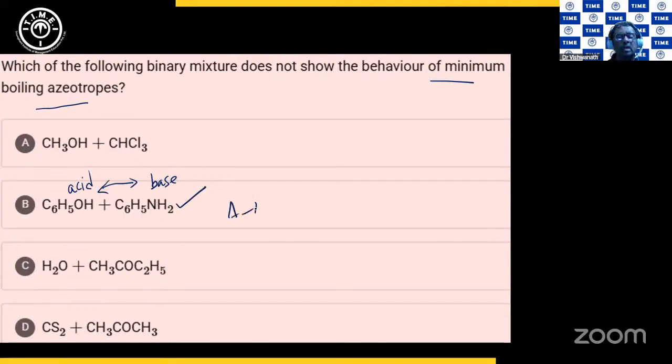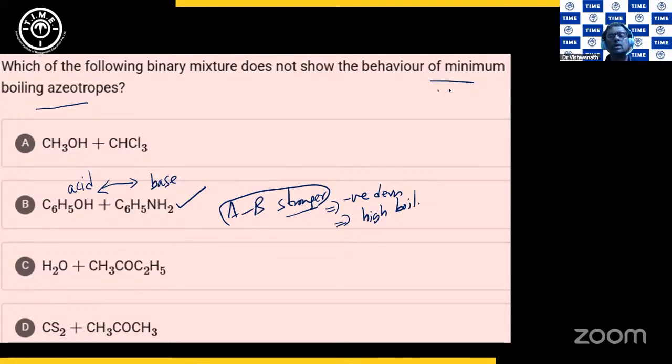The A-B forces are stronger because there is an acid-base interaction. So a stronger interaction will see to it that you have negative deviation from Raoult's law. Negative deviation from Raoult's law sees to it that you get a high boiling or maximum boiling azeotrope. So we want no minimum boiling azeotrope. We want only a maximum boiling azeotrope, and that should be when A-B forces are stronger, which will happen in the case of B, where an acid, phenol, is interacting with the base aniline. I hope this is clear.